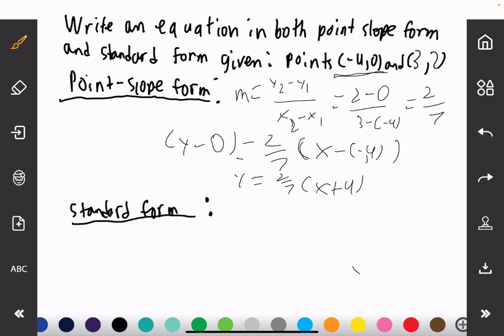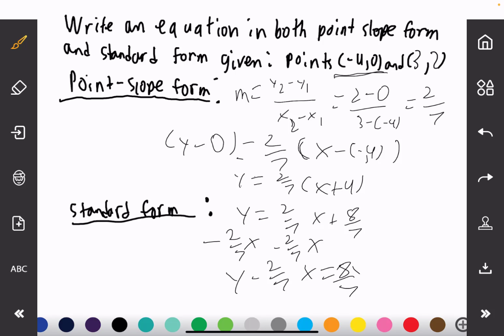Now, to convert it to standard form, we have to use the distributive property first. So we have y equals 2 over 7x plus 8 over 7. And then we have to bring the variables to one side. So subtract 2 over 7x from both sides. And the final answer is y minus 2 over 7x equals 8 over 7. And that is the sample problem.